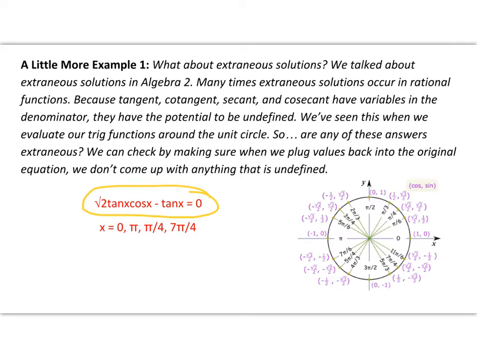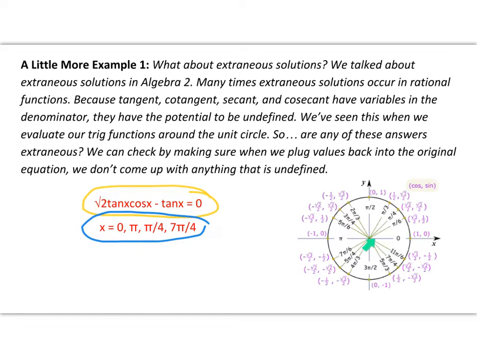Then what we have here are the solutions that we came up with using the unit circle. So I've grouped them all together here. Yes, the 0 and pi came from the tangent component, and the pi over 4 and 7 pi over 4 came from the cosine component. But really, this list of 4 things is my solution set. So I'm going to check each of those values in the original equation and make sure I'm not going to come up with anything that's undefined.